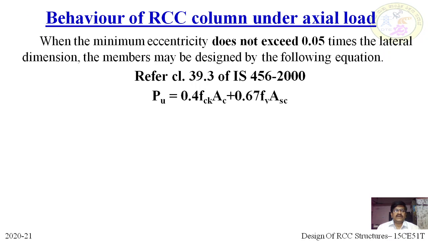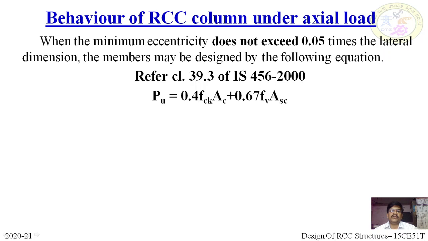So when a column is subjected to axial load, with minimum eccentricity that does not exceed 0.05 times the lateral dimension, the member may be designed by the following equation, with reference to clause number 39.3 of IS 456:2000. Therefore, ultimate load PU equals 0.4 FCK AC plus 0.67 FY ASC.